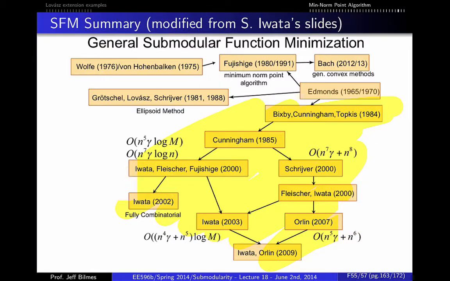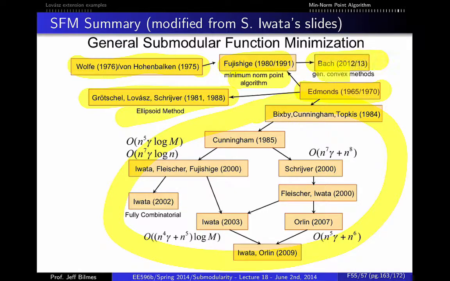And what I've added is Edmonds, because I think Edmonds is really the root of all of it. Because Edmonds enabled this whole string of papers. Edmonds also enabled the ellipsoidal method, which we defined. And then there's the Wolfe procedure, and a similar procedure by von Hohenbalken, which led to Fujishige using Edmonds to give us the minimum norm point algorithm.